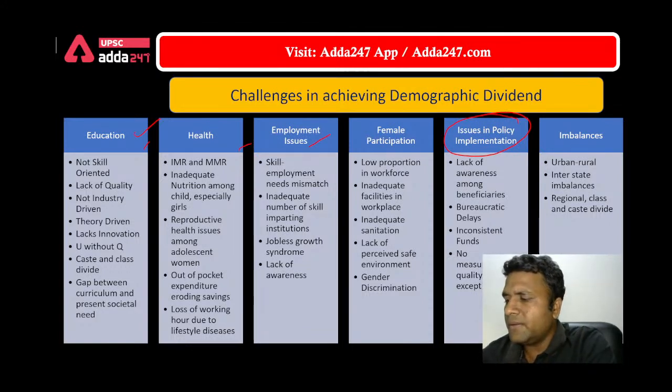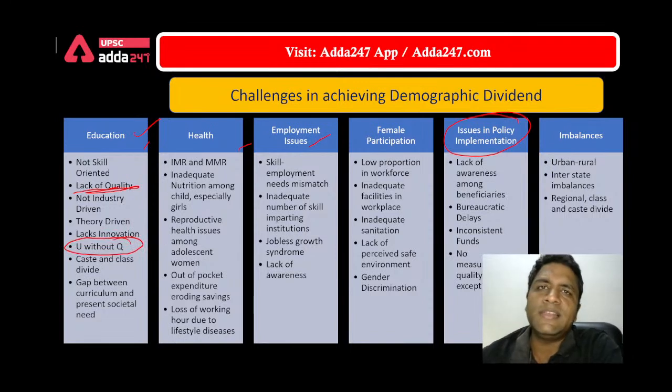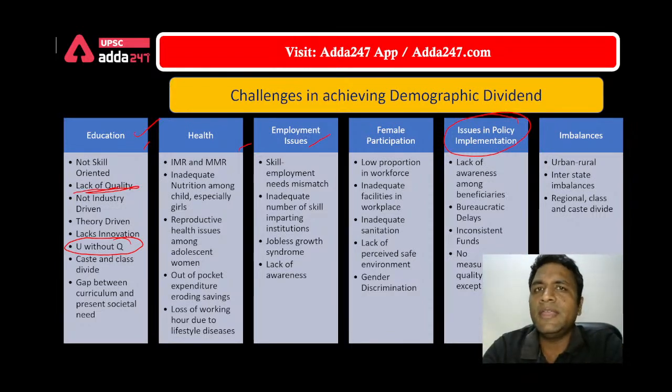Also, there is a lack of quality in education. We are trying to expand the access to education, but in trying to do so, quantity is increasing but quality is decreasing. That is exactly what U without Q tells us, basically universalization without quality. We are trying to increase the enrollment rate, expand it to the hinterlands, and make sure every kid goes to school, but the enrollment comes and the effectiveness doesn't come.